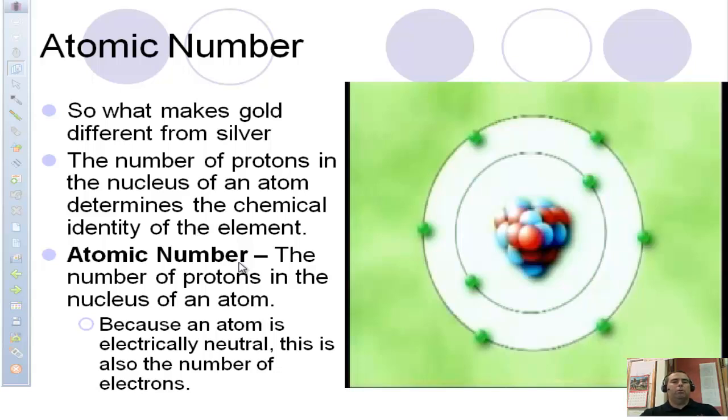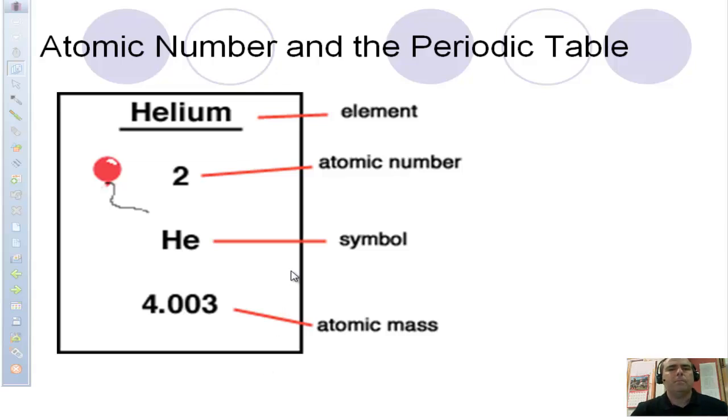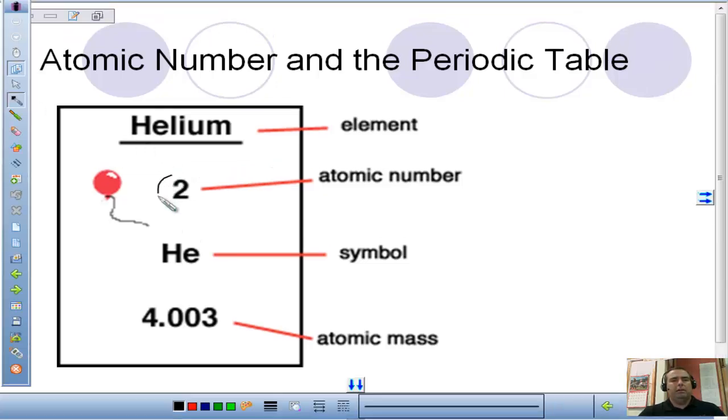So your atomic number will be your number of protons and your number of electrons because an atom is electrically neutral. When you look at a periodic table, this whole number right here is going to be the atomic number. Anytime you look at a periodic table, find the whole number, and that will be your atomic number. Atomic numbers are a little bit different in each periodic table. The one that's hanging in my room has the atomic number located in the upper right-hand corner.